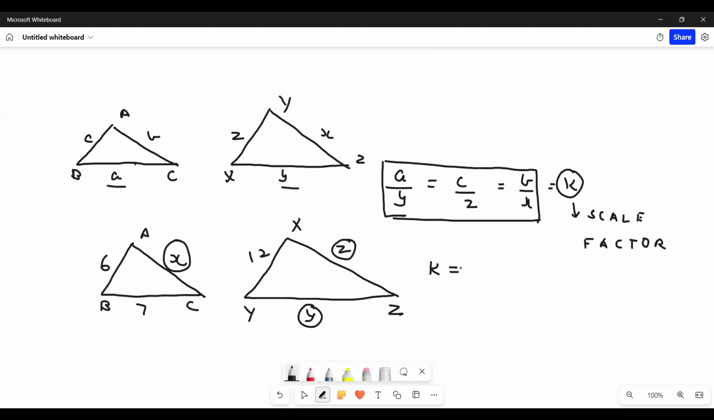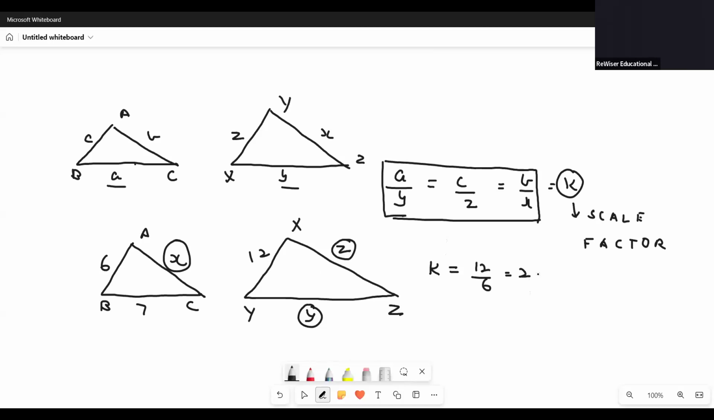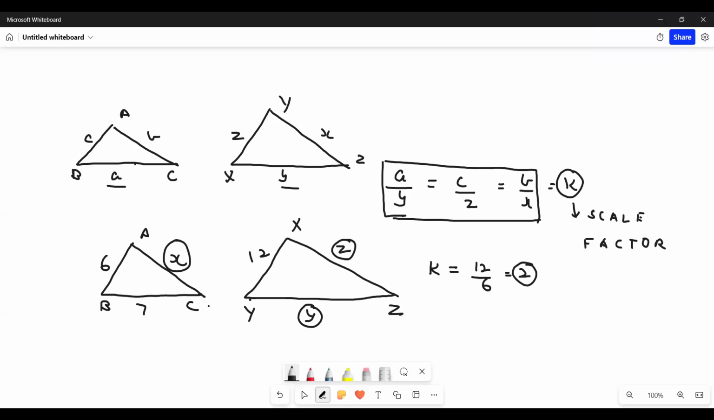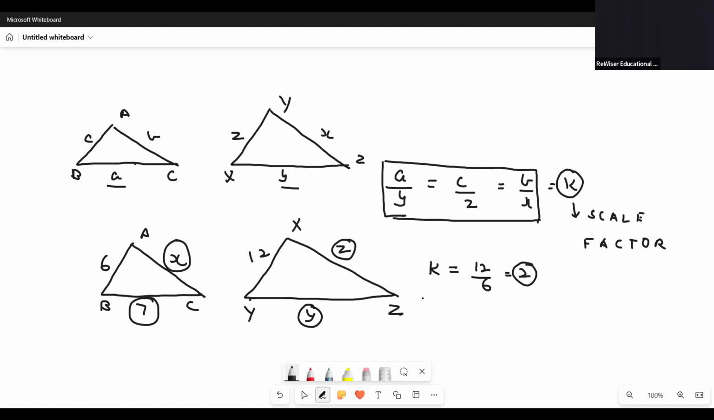12 by 6. So you said 12 by 6, which is 2, right? Since your scale factor is greater, the length of YZ will be greater than BC. Obviously. So that means you have to multiply this with 2, to get it as 14, right? Got that? Yeah.